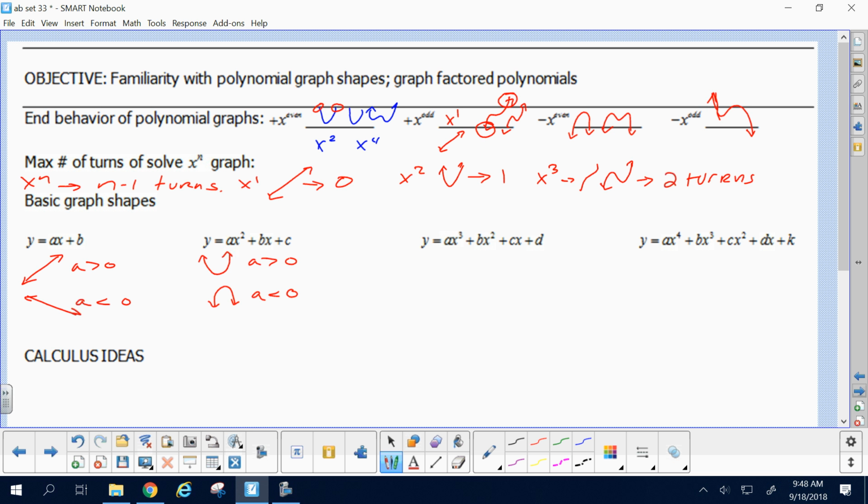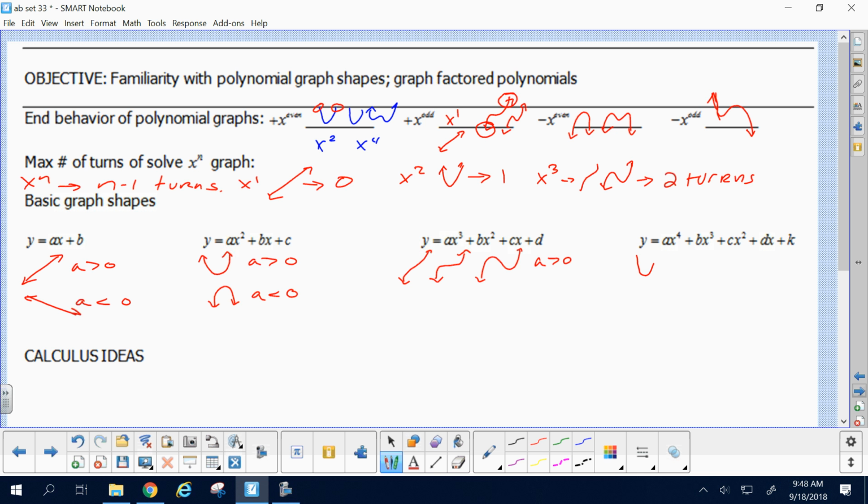A cubic could take absolutely no flat spots, 1 flat spot, or 2 flat spots. Now that flat spot thing, I'm going to talk calculus at you in a minute. Those are all cases where a is positive. So it goes up to the right and down on the negative side, yeah? If a is less than 0, then I'm talking a negative x to the odd. It would go down to the right and up to the left. With me? All right.